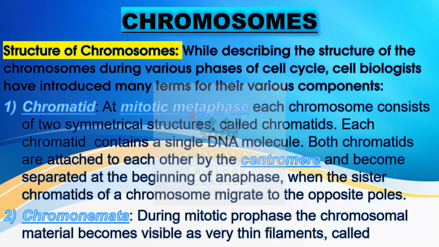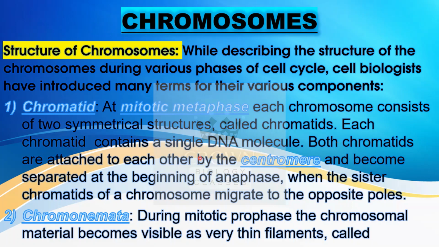At metaphase stage of mitosis, each chromosome consists of two symmetrical structures, and those two symmetrical structures are called chromatids. So when we observe the metaphase stage under the microscope, we observe that the chromosome consists of two symmetrical structures known as chromatids. Each chromatid contains a single DNA molecule. So the number of DNA molecules will be equal to the number of chromatids and vice versa.